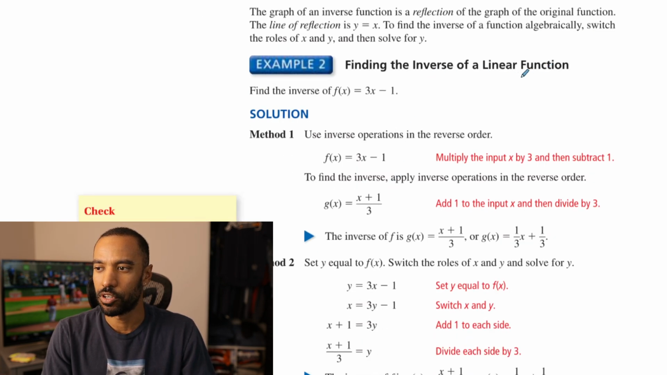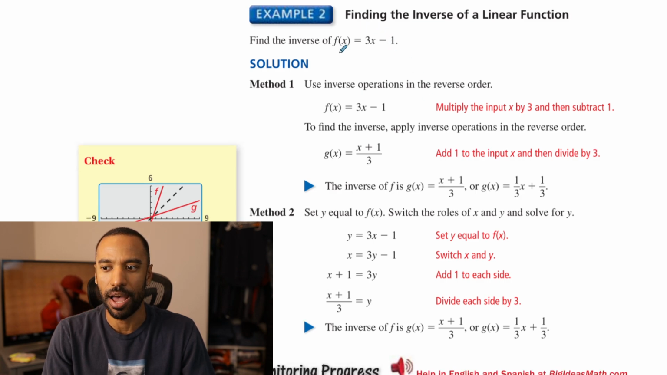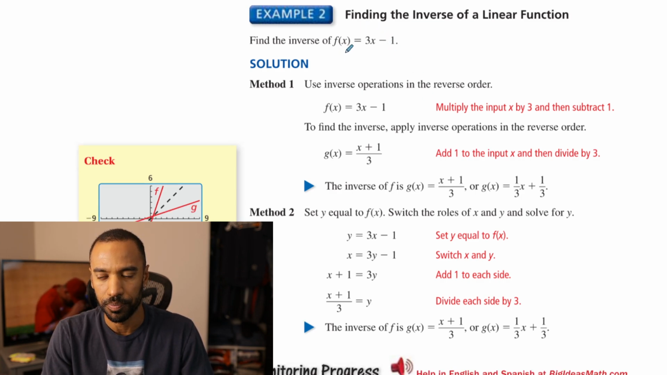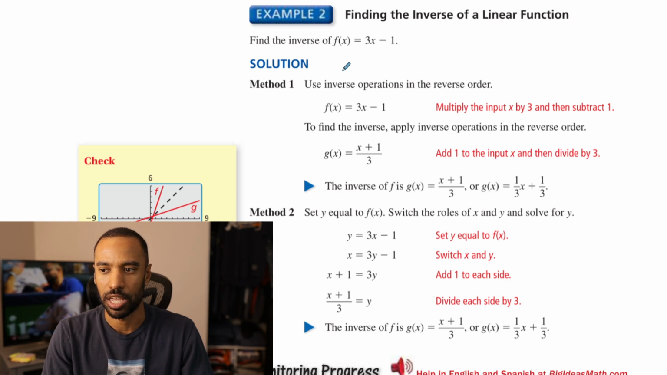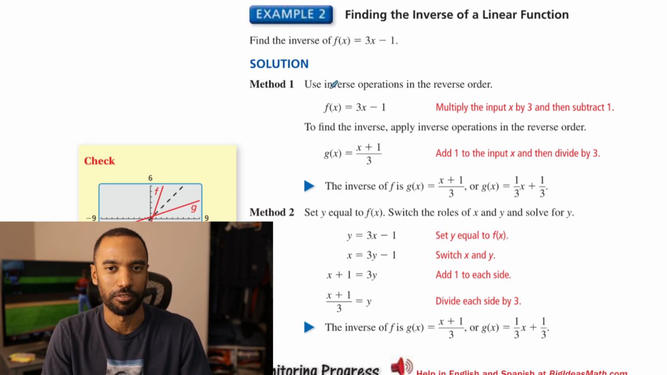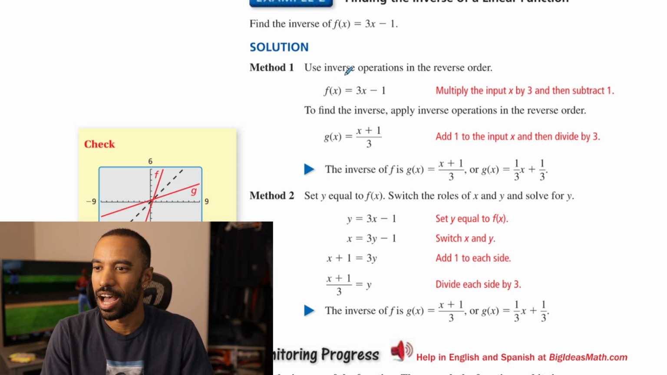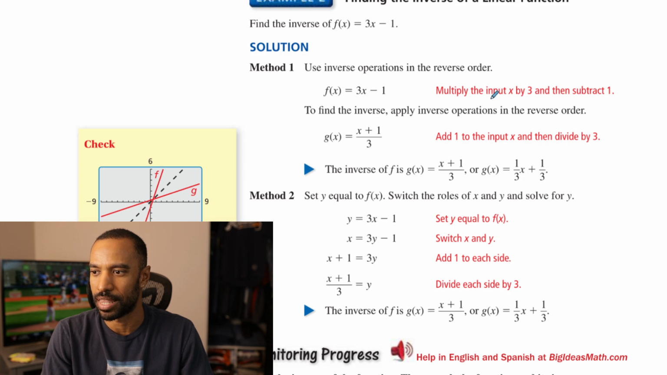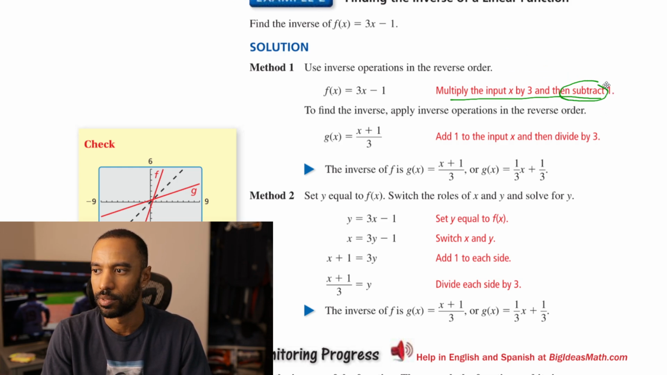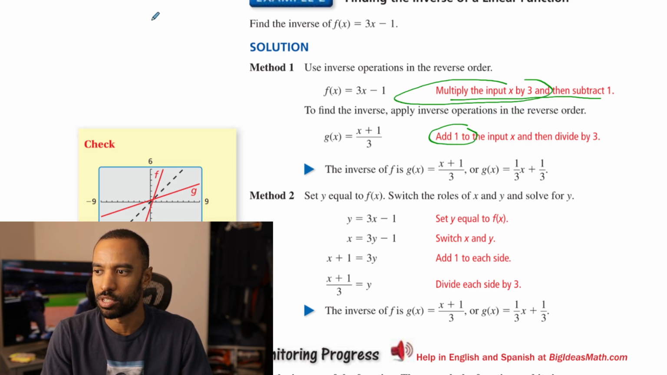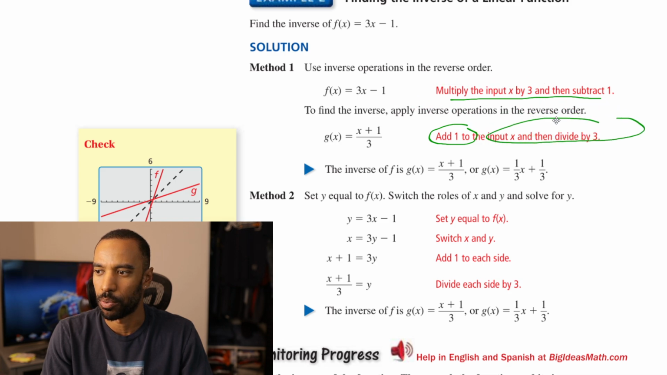Let's find the inverse of this linear function, do the exact same thing, but this time what we have to first do is swap x and y. Oh, I take it back. They're using method number 1. Hold on. Let's see method number 1. Use inverse operations in the reverse order. Multiply the input by 3 and then subtract 1 is the original function. So this one, reverse the order. So we'll start from the end. Instead of subtract 1, we'll add 1. Boom. And instead of multiply by 3, we'll divide by 3. And we reverse that order.